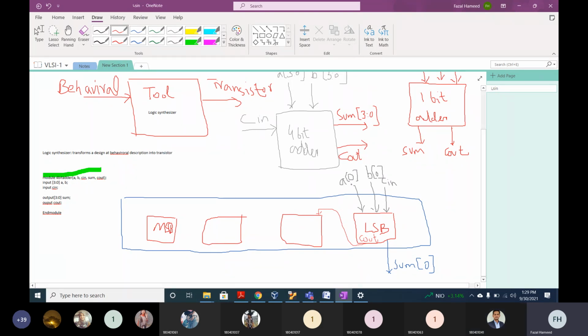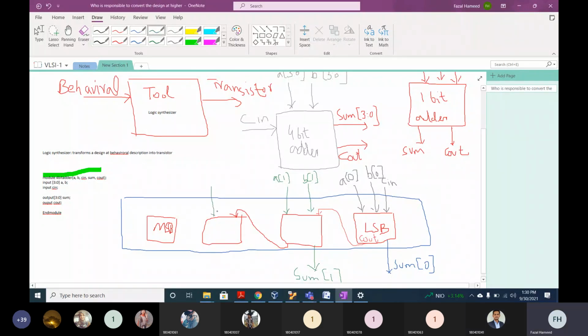So what will be the second input to the second adder? A1 and B1. Similarly, what will be the output of this? Sum 1. And the carry out of this will go to the carry in. Am I right? Yes, sir.